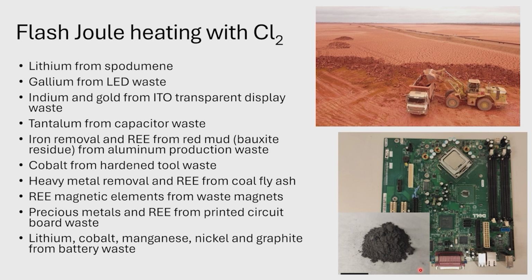We just flash the hardened tools, and out comes the cobalt. Heavy metal removal and rare earth elements from coal fly ash. That's what's left over after burning coal. Rare earth element magnets. We just flash them, we get the rare earth elements back out. The precious metals and rare earth elements from printed circuit boards. You have mountains of printed circuit boards from these server farms.